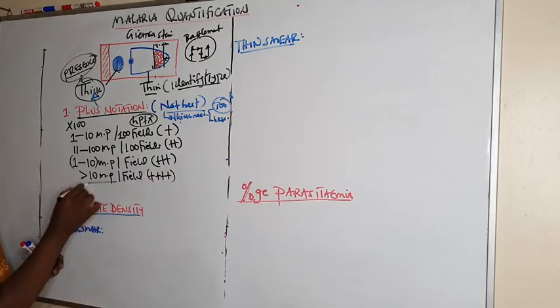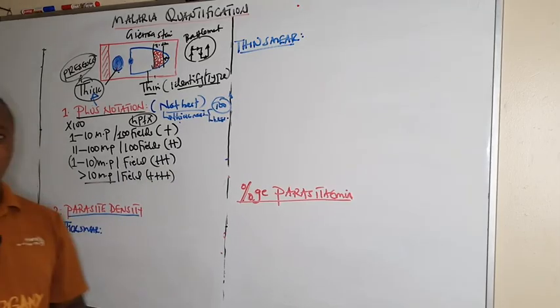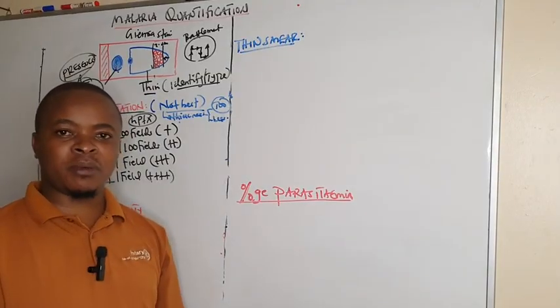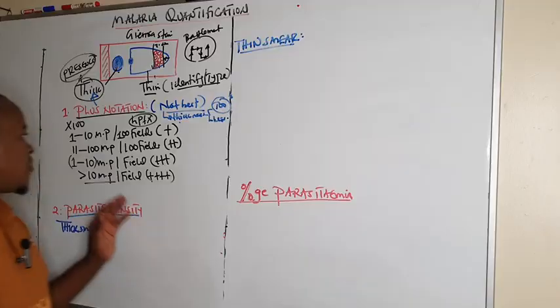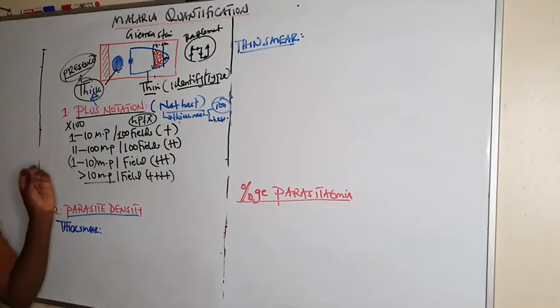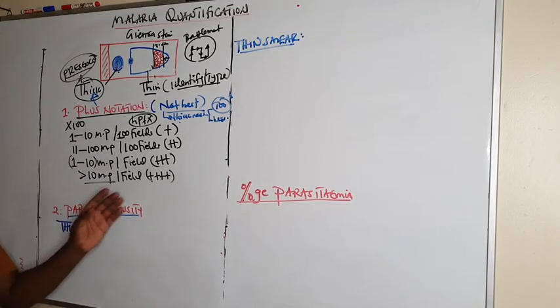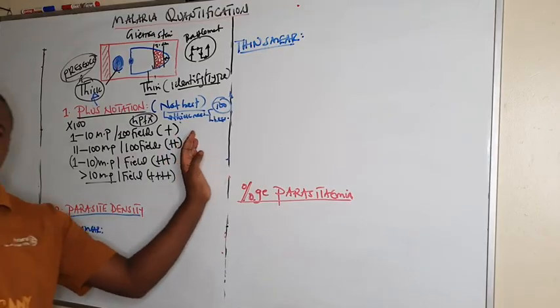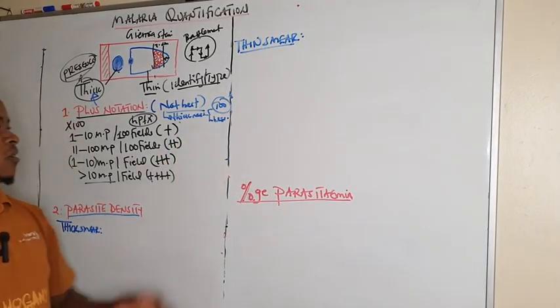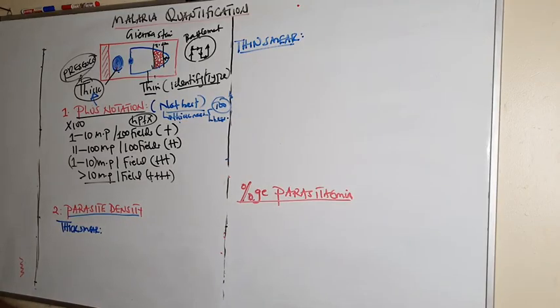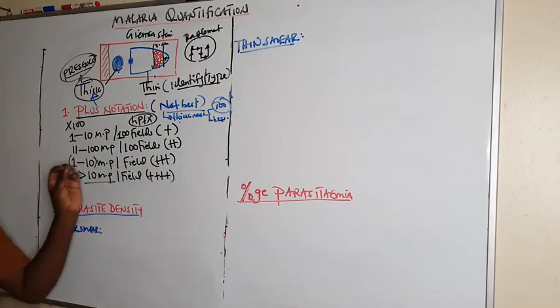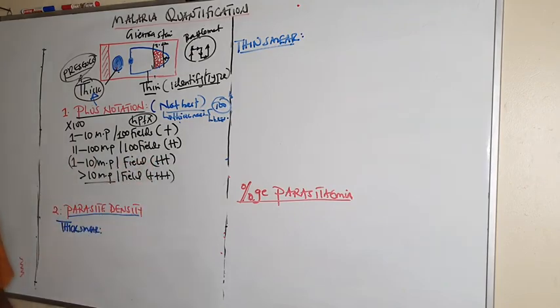That is when you're getting greater than 10. So meaning here, it is showing very severe parasitemia. So this is how we can use plus notation, though we have said it is not accurate because it depends on the thickness of the smear. So this is how we can report. It is the easiest way to use, but not very accurate, and it is done on thick films, majorly.